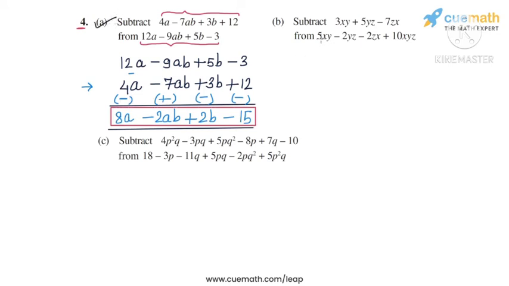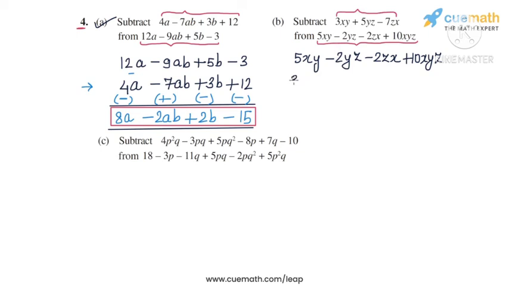Now coming to the second part, the expression from which we have to subtract is this expression. Let's write it in the first row. So this expression is 5xy minus 2yz minus 2zx plus 10xyz. So this is the expression from which we have to subtract, and the expression which we have to subtract from the second expression is this first expression. Let's write it below the second expression such that the like terms are written one below the other.